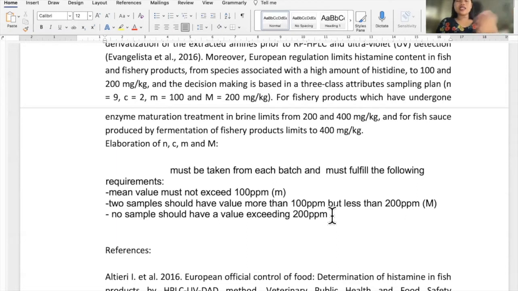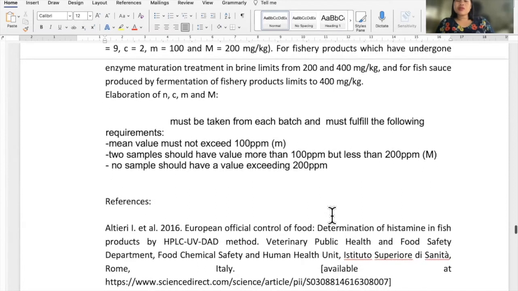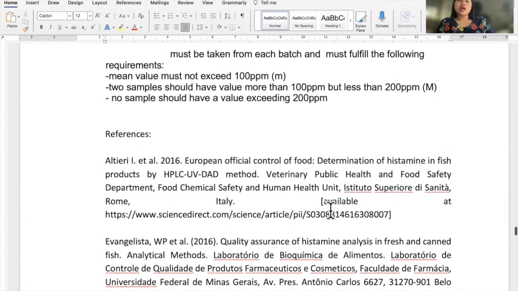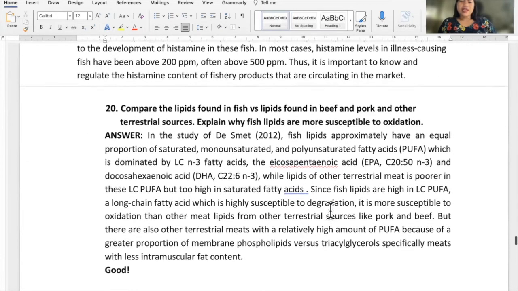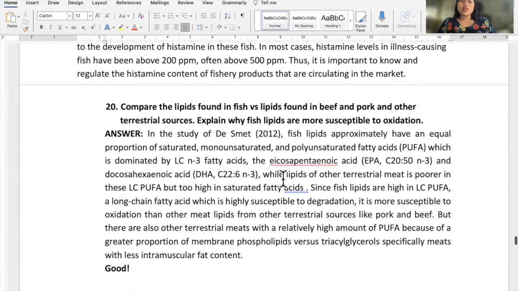Kapag ang mean histamine content na nakuha doon sa 9 samples is above 100 ppm, it will be rejected din. So ganun, medyo mas busisi itong histamine content for product detention. And so I guess we're done with this one.